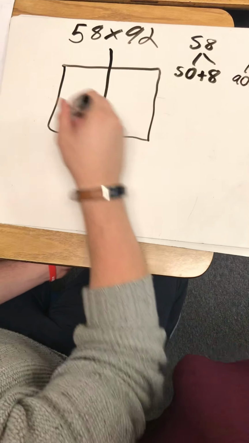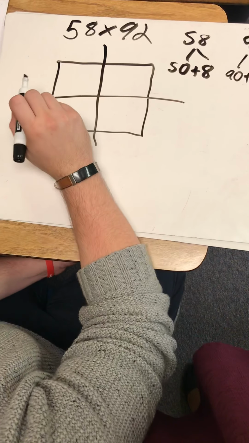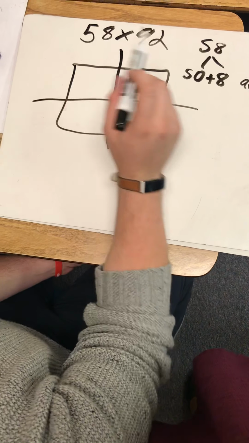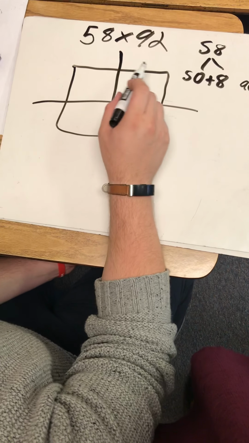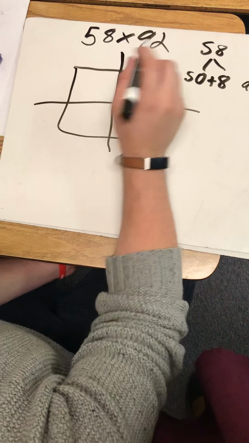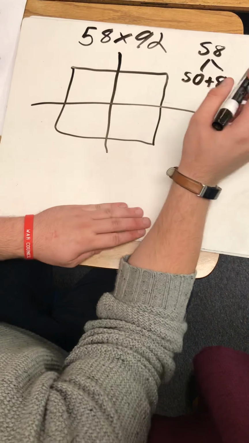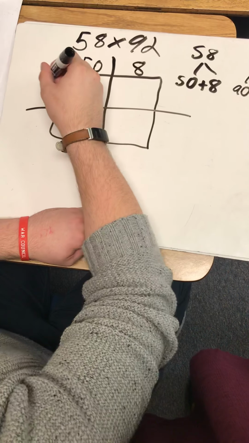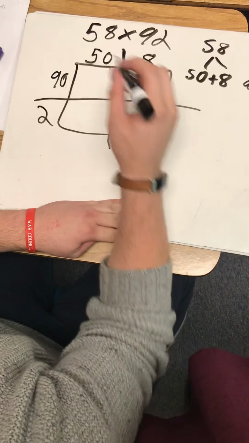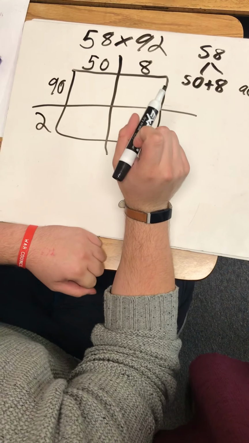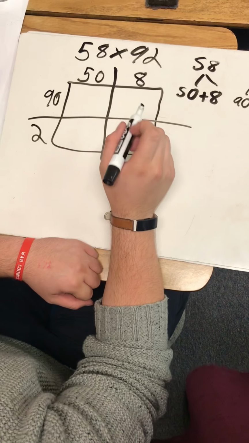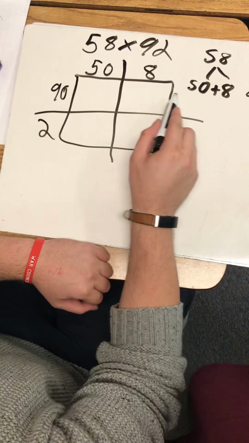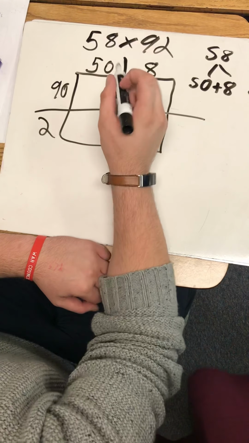So I'm going to go ahead and draw my box, and I need 4 boxes because I've got a 2-digit by a 2-digit number. Now, it doesn't really matter what order I put them in on the top or the side due to the commutative property of multiplication, but just for this, I'm going to put 50 and 8 on the top and 90 and 2 on the side. Now, whenever I'm going through this, I know my rule of rows match columns. Right, remember, rows go side to side and columns go up and down.